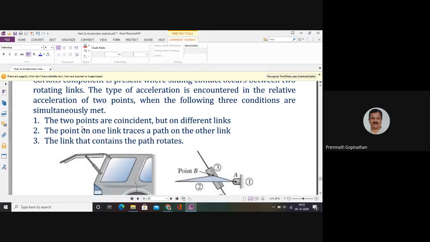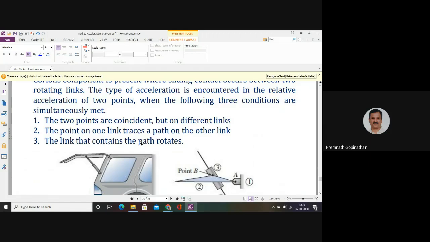So here the first condition is that the 2 points are coinciding. That means here the point B on link 2 as well as the point B on link 4 are coinciding. Okay, so the first condition is being met in this particular case. The second condition is that the point on one link traces a path on the other link. That means here the point B on link 2 is actually tracing a path along link 4. So that is another case.